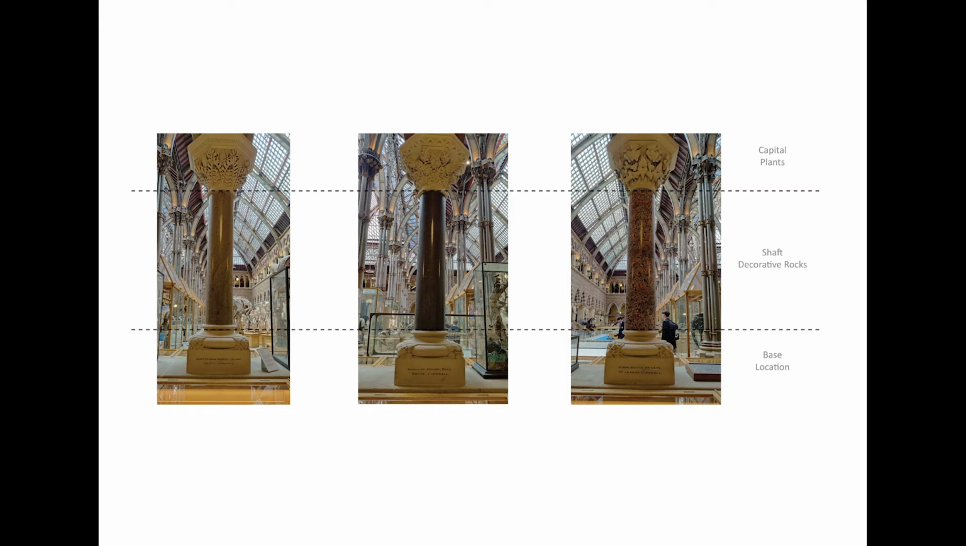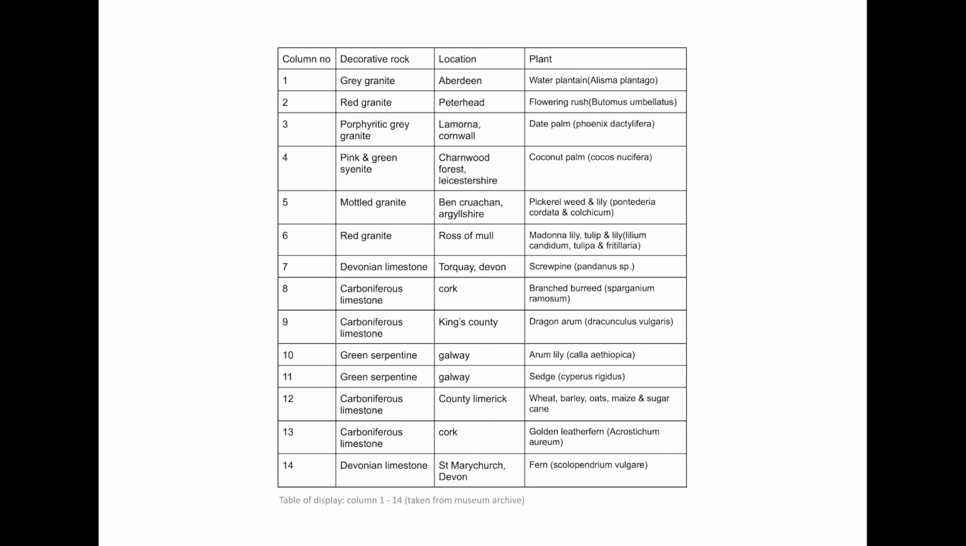I am intrigued by how columns surrounding the court are part of the display of decorative rock and plant. The shafts are made of different decorative rocks, capped by carved capitals depicting plants of different botanical orders. All the elements are part of the scientific display. I wanted to find out what the displays are and how do they relate to each other.